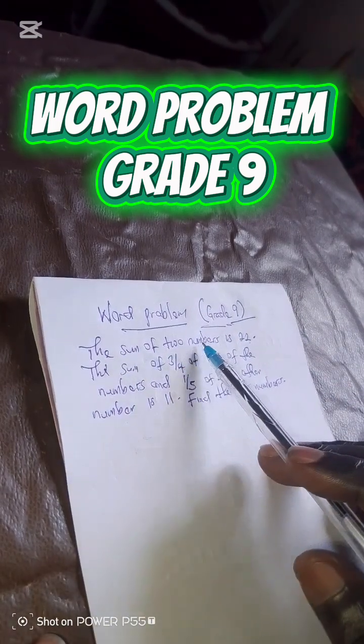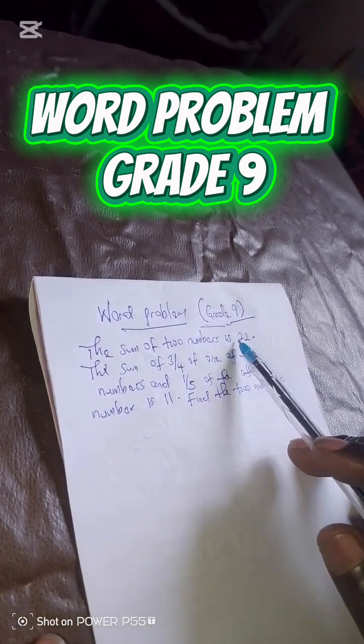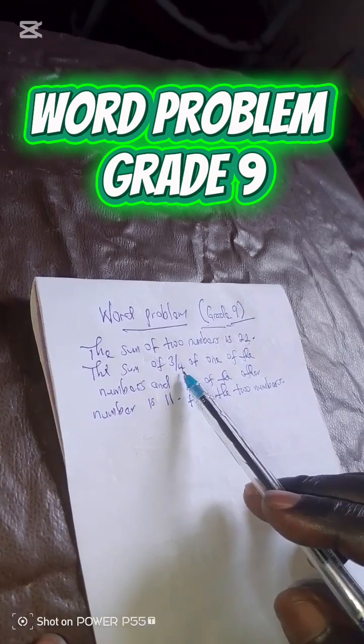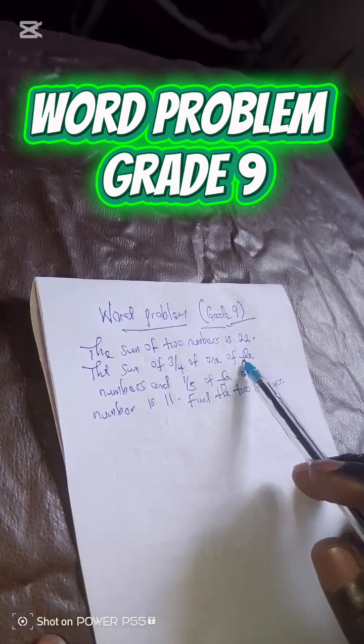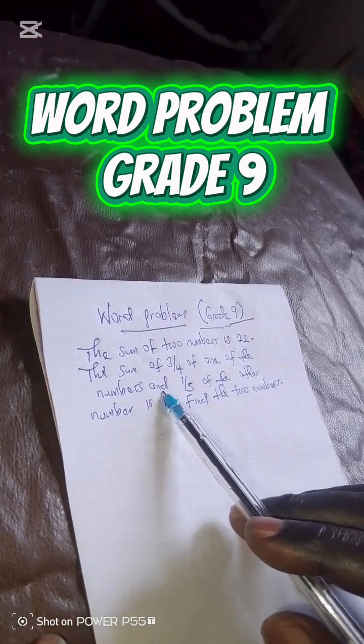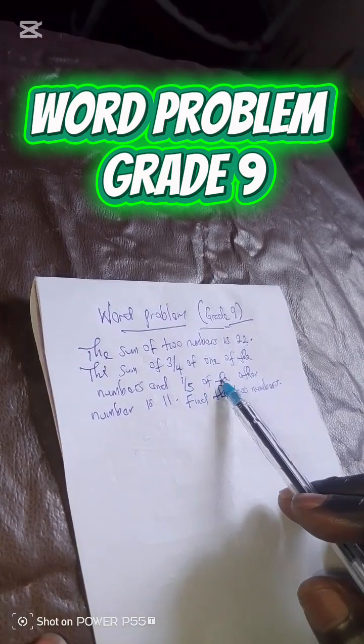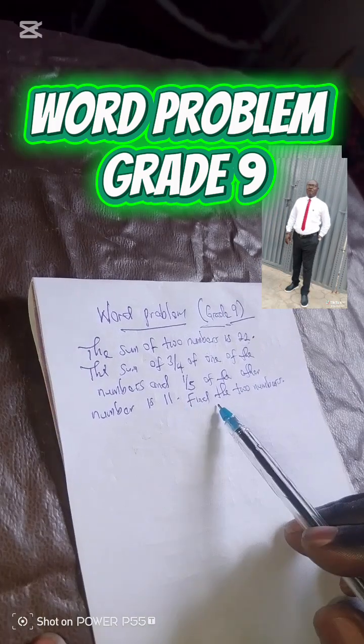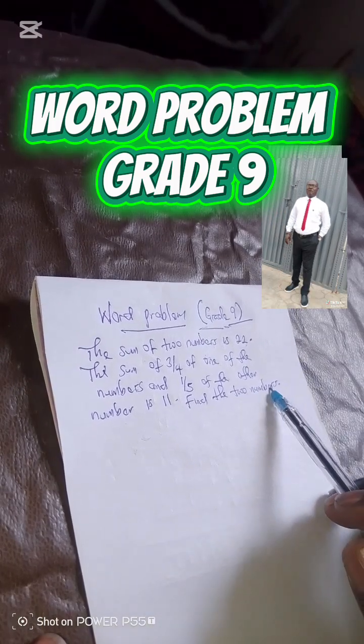The sum of two numbers is 22. The sum of 3 over 4 of one of the numbers and 1 over 5 of the other number is 11. And we are told to find the two numbers.